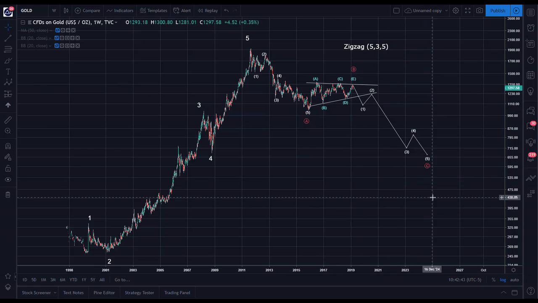This would be totally invalidated if this was a 1, 2, 1, 2, 1, 2, and then we just rise. But I don't think so. Possible, but to me, possible and probable are not the same.